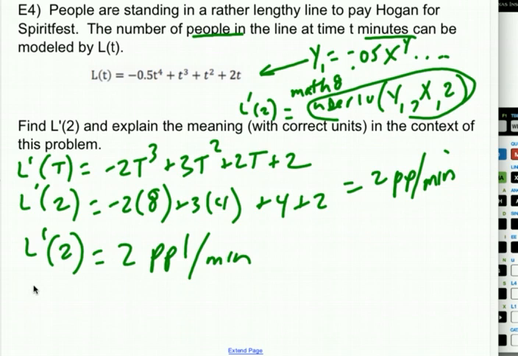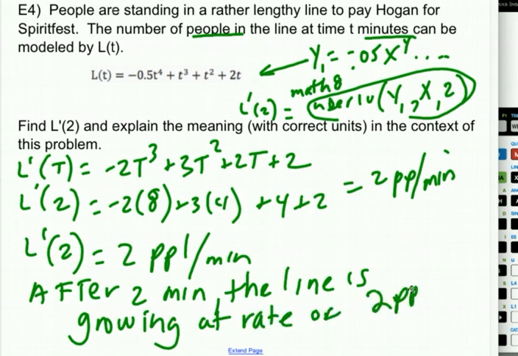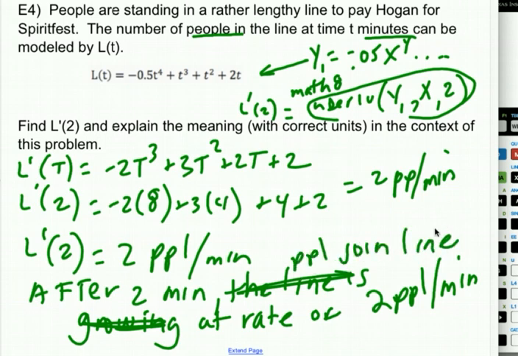And the context is that after 2 minutes, the line is growing. Because remember, they're not talking at all about people leaving this line. This is just the line is growing, so this is only the rate people get in line. Or actually, if you want to be safer, you can say people are joining the line, right? So people join the line at a rate of 2 people per minute.